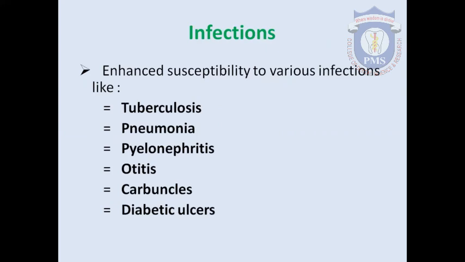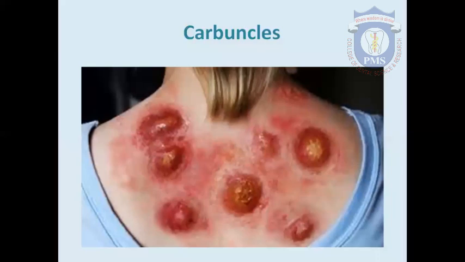Infections. An enhanced susceptibility to various infections is seen in diabetes mellitus. These infections include tuberculosis, pneumonia, pyelonephritis, otitis, carbuncles, diabetic ulcers. You can see the diagram of carbuncle.